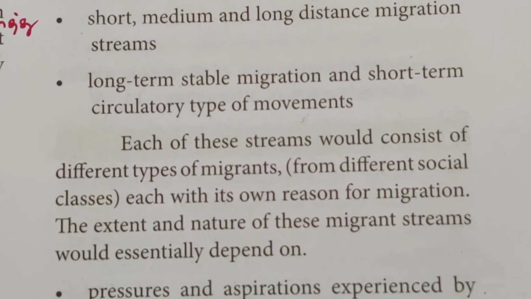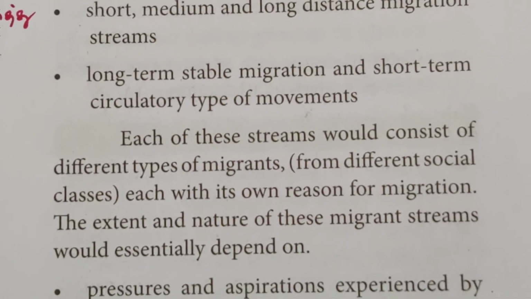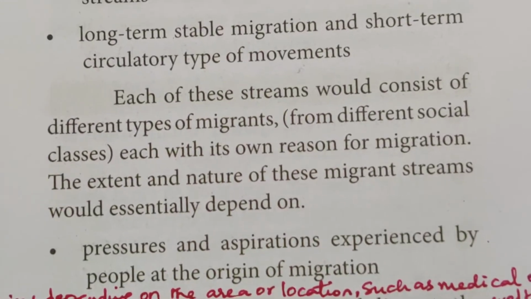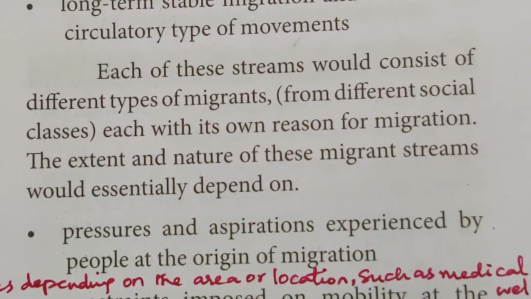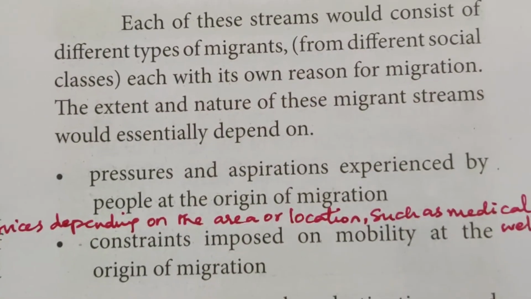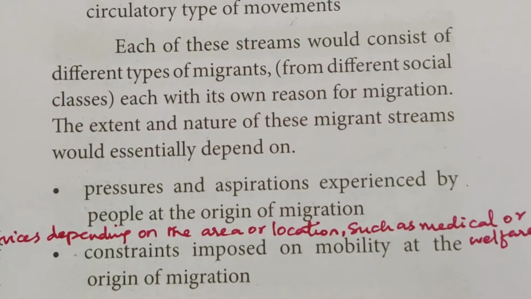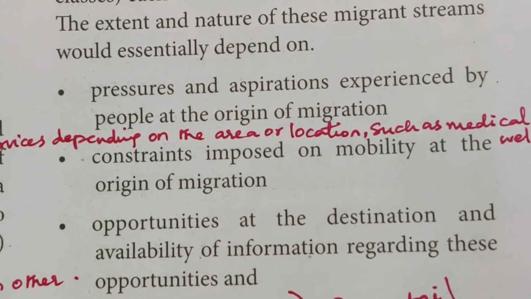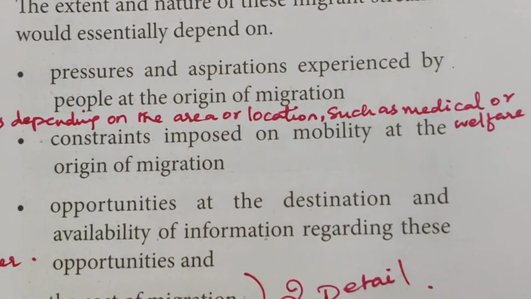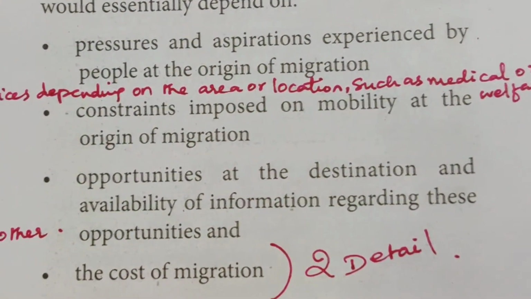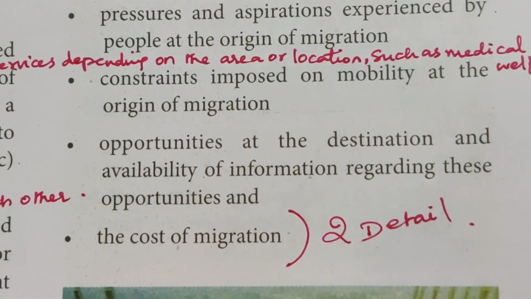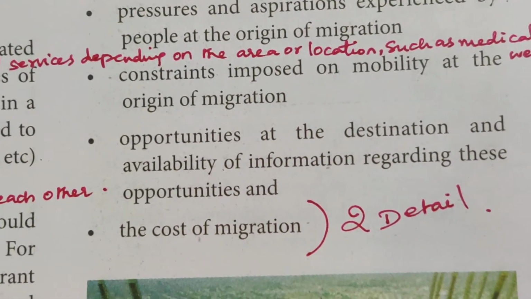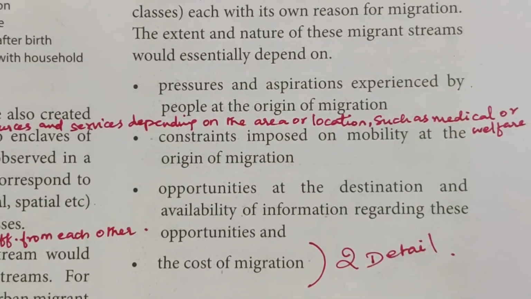Each of these streams would consist of different types of migrants from different social classes, each with its own reason for migration. Everybody does not have the same reason. The extent and nature of these migrant streams would essentially depend on why the people are migrating. There are pressures and aspirations experienced by the people at the origin of migration, constraints imposed on mobility at the origin, opportunities at the destination, availability of information regarding these opportunities, and the cost of migration. So these are the main points of the pattern of migration.